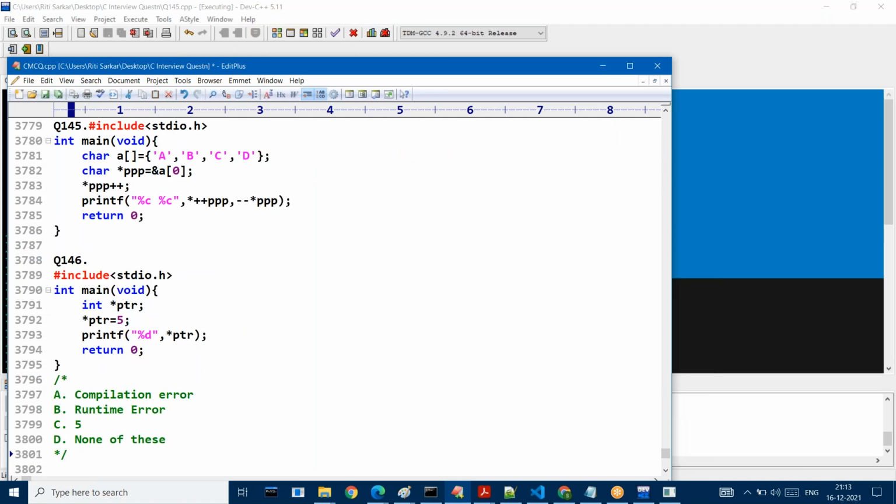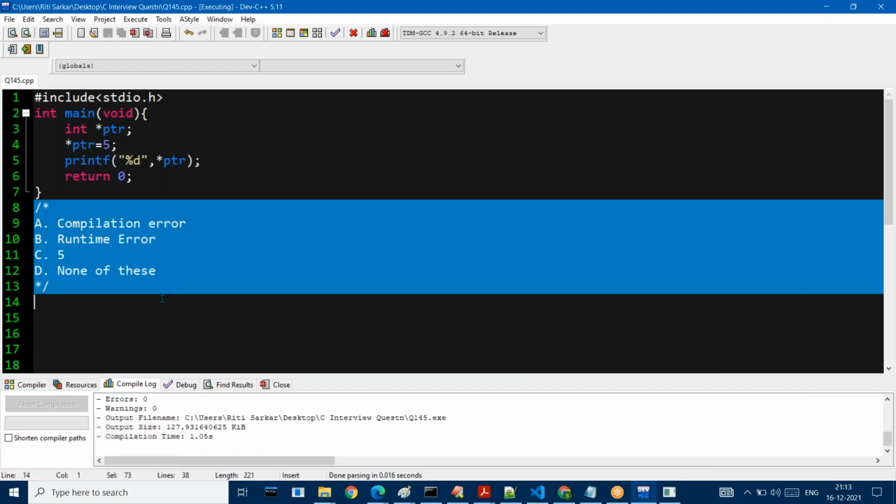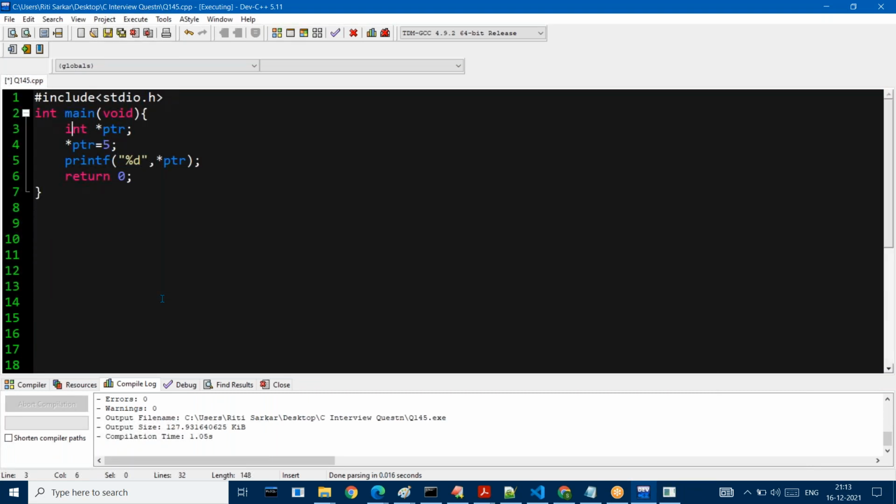Next, after that, let us take the next one. This one is also very, very easy. Observe here. If you draw the diagram, you will be able to solve each and everything, sir. Int a is equal to 36. Whenever you get this type of problem, immediately draw the diagram. Then int star ptr. Done. Then ptr is equal to ampersand a.